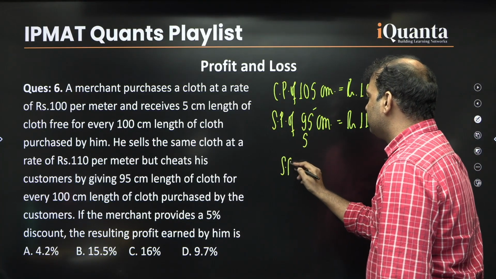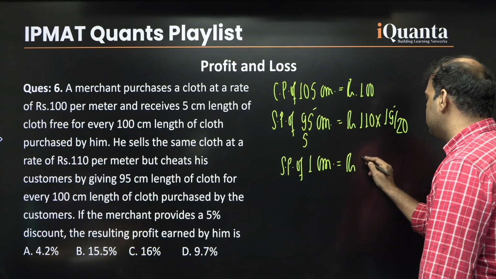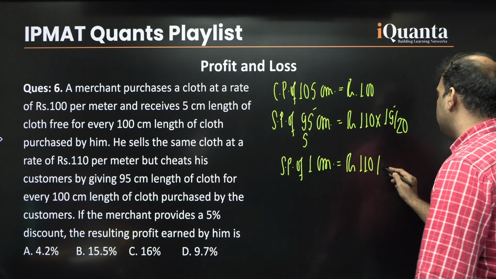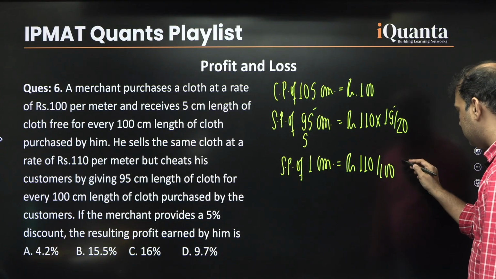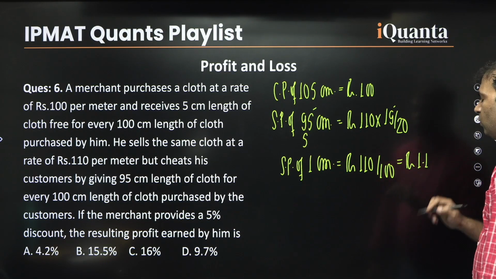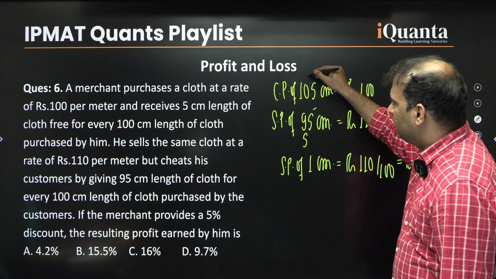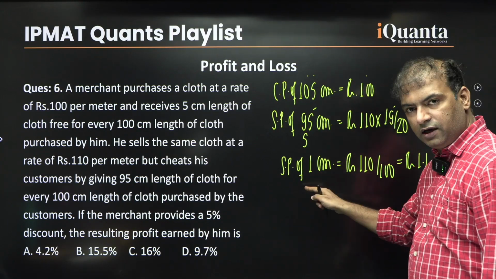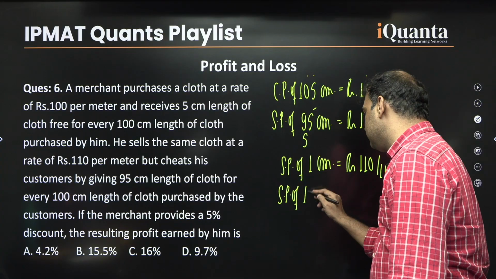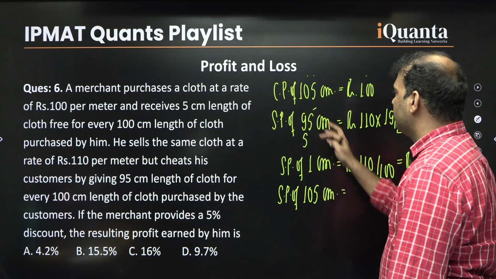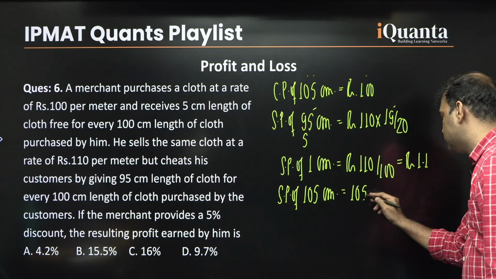So we can say the selling price of just 1 centimeter should be what? This 5 comes here, it must be rupees 110 upon 20 into 5 is 100. So we can say the selling price of 1 centimeter is 110 upon 100, which you can also say as rupees 1.1. Okay guys, 110 upon 100 is 1.1. Now remember, the cost price of 105 is given as 100, and selling price luckily we got for 1 centimeter. So we can write down the selling price of 105, because the cost price we have is given for 105. So selling price of 105 is what? Multiplying this by 105 into rupees 1.1.